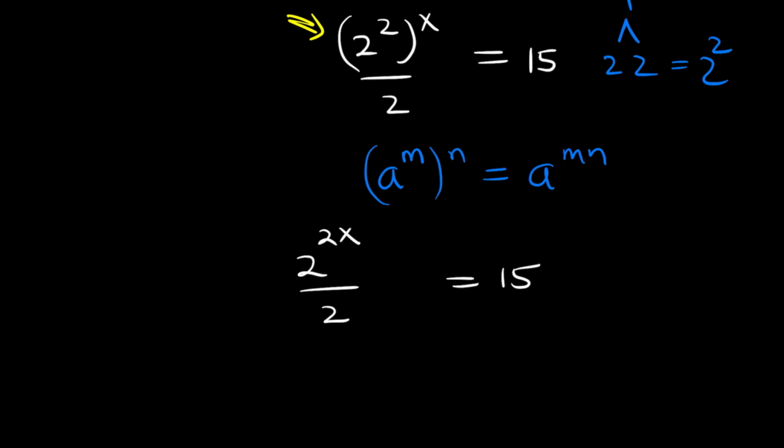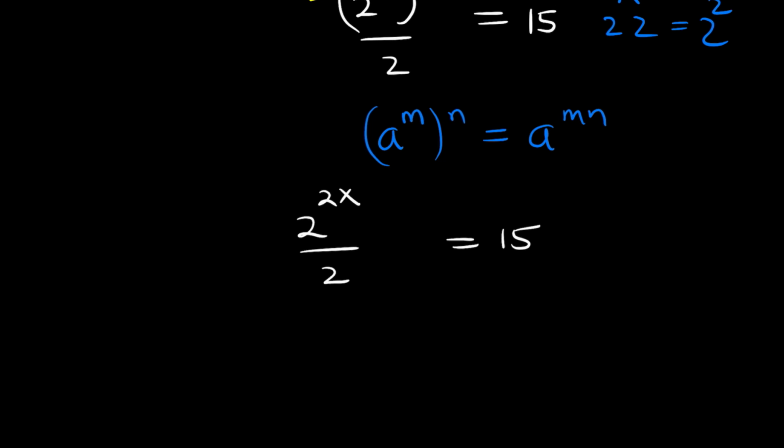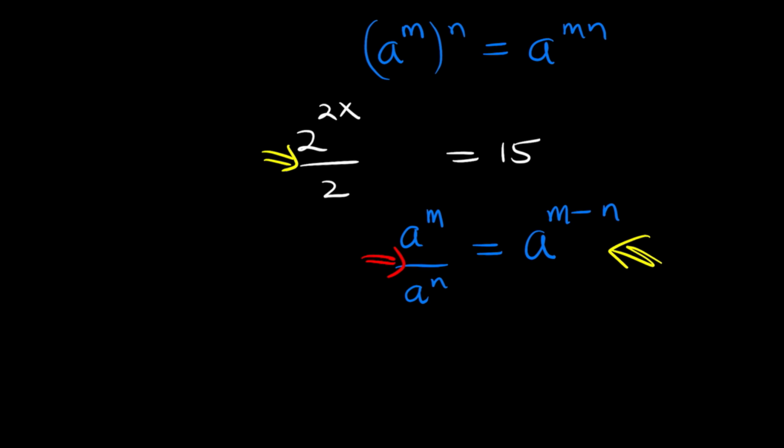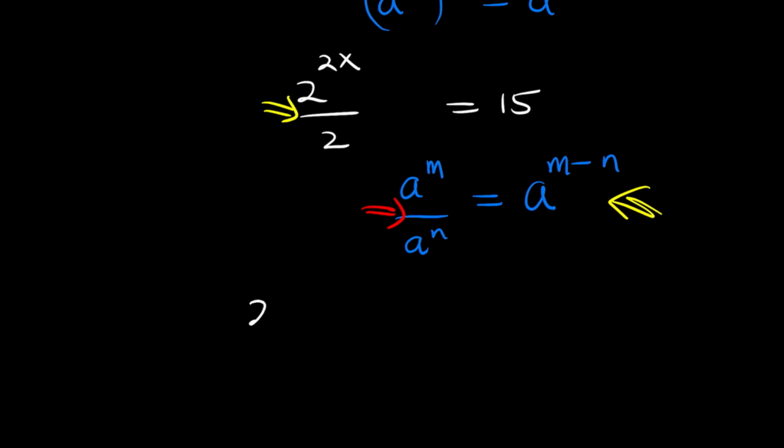We are going to apply one more law of indices, which says if you have a raised to power m divided by a raised to power n, you can make this as a raised to power m minus n, because what we have here is division. So because we also have division here, we are going to apply this principle to the left hand side of our equation, which will then give us 2 raised to power 2x. This is 2 raised to power 1, so we have 2 raised to power 2x minus 1 is equal to 15.